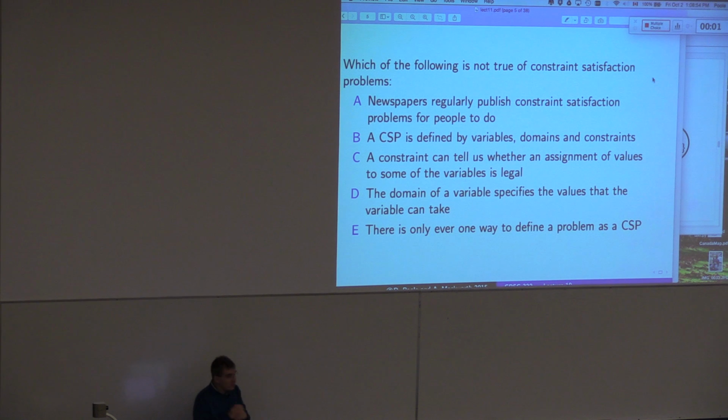So which of the following is not true of constraint satisfaction problems? A, newspapers regularly publish constraint satisfaction problems for people to do. B, a constraint satisfaction problem is defined by variables, domains, and constraints. C, a constraint can tell us whether an assignment of values to some of the variables is legal. D, the domain of a variable specifies the values that the variable can take. Or E, there's only ever one way to define a problem as a CSP.